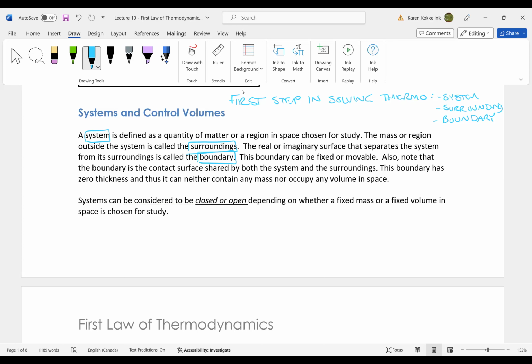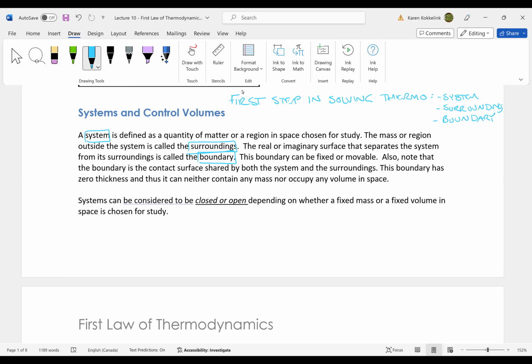Some mass transfers over the boundary. Sometimes mass doesn't transfer over the boundary. But the boundary contains no mass, and it does not occupy any volume in space.